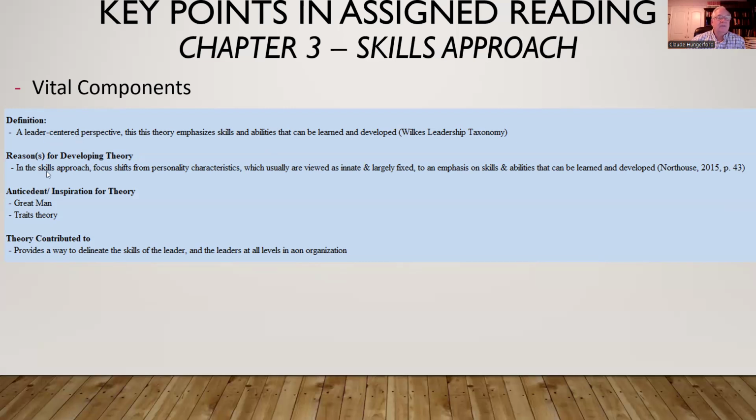Basically, the reason why they did the skills approach is they want to shift from personal characteristics, which we saw in the previous theory, the traits. And so they're just trying to get away from like, okay, well, if certain people have just innate traits and stuff, is that really fair? So maybe there's skills that we need to focus on, and anybody can be a leader. Well, that's not necessarily the case.